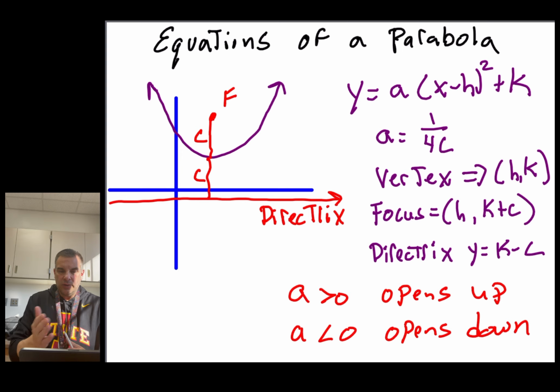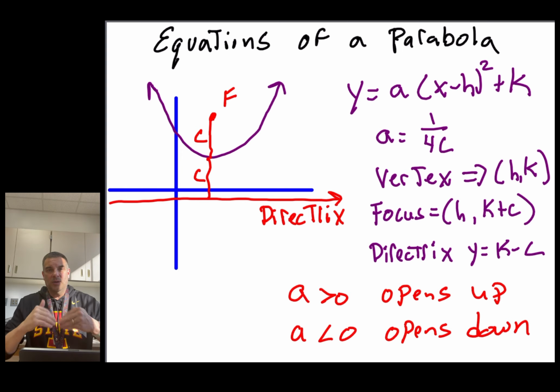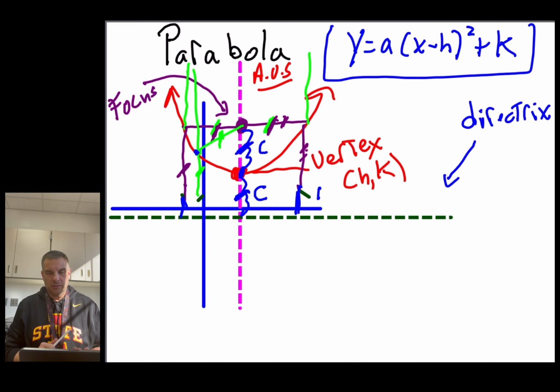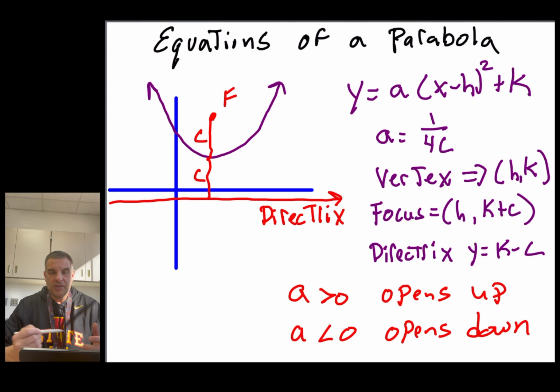But essentially, we've got two equations of parabolas that we could have. We can have parabolas that go up and down, and we can have parabolas that go left and right. And our main goal today is to be able to write the equations of these different parabolas. So with that being said, if it goes up and down, it's in the form y equals a times (x minus h) squared plus k. Now that a value is equal to 1 over 4c.